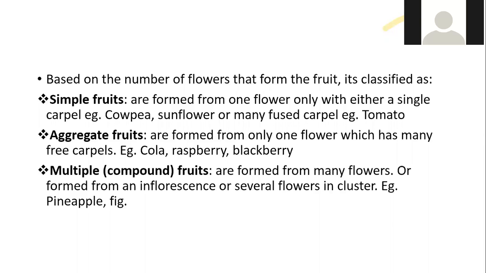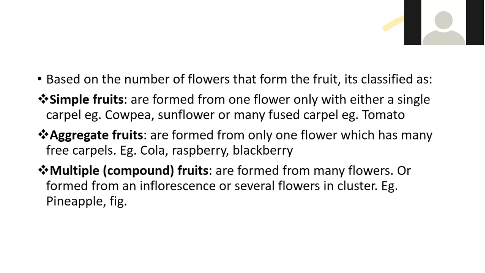What it means is that it's formed from just a single flower having a single carpel. The single carpel, as you all know, forms the female reproductive part of a flower. Or many fused carpels, so the carpels are fused together as one. That is what we call a simple fruit.